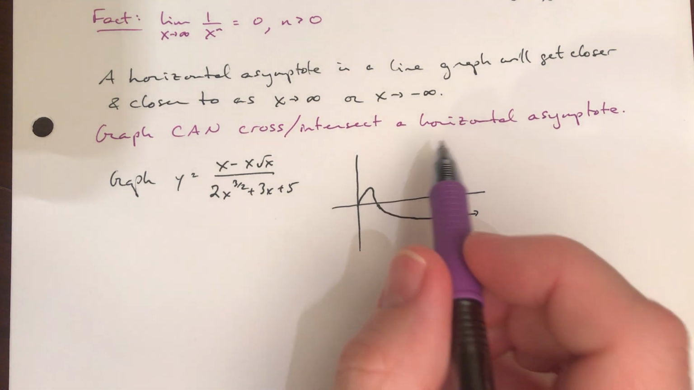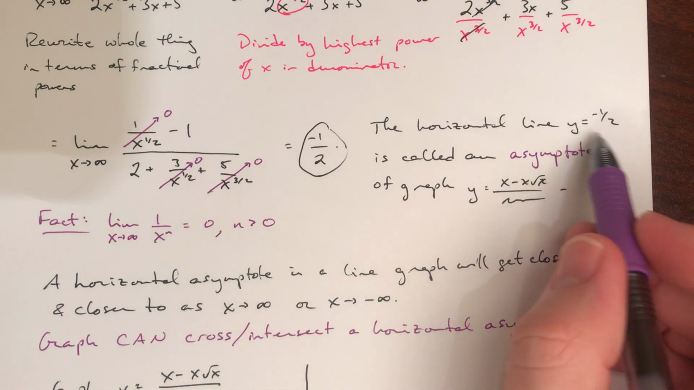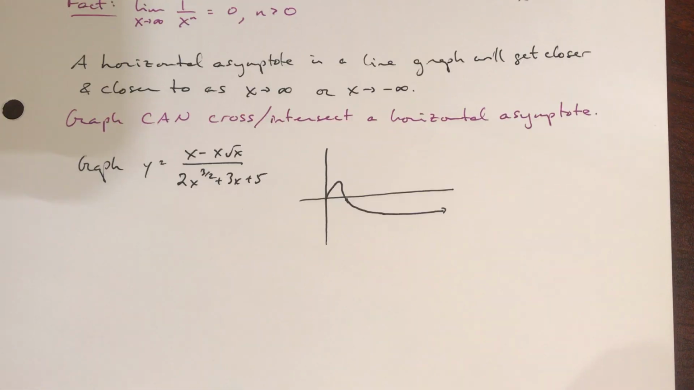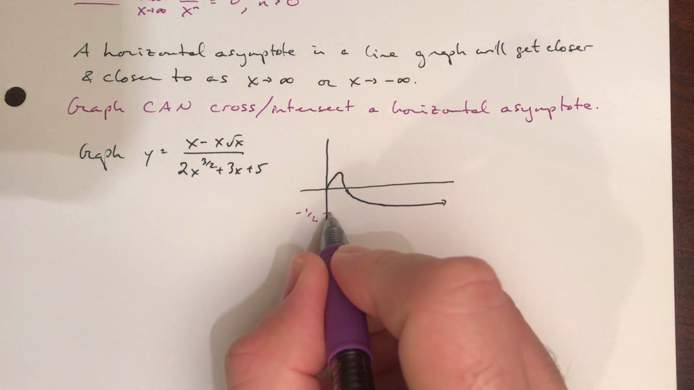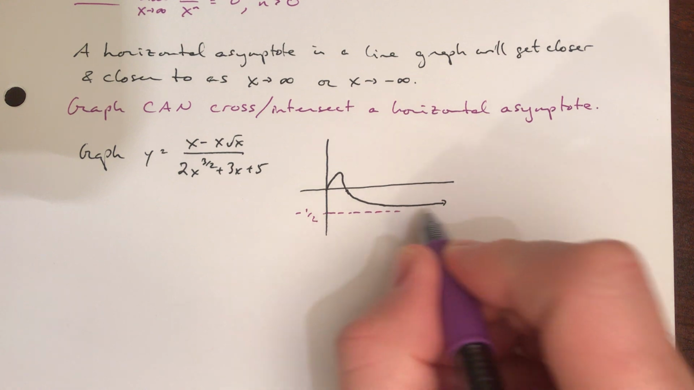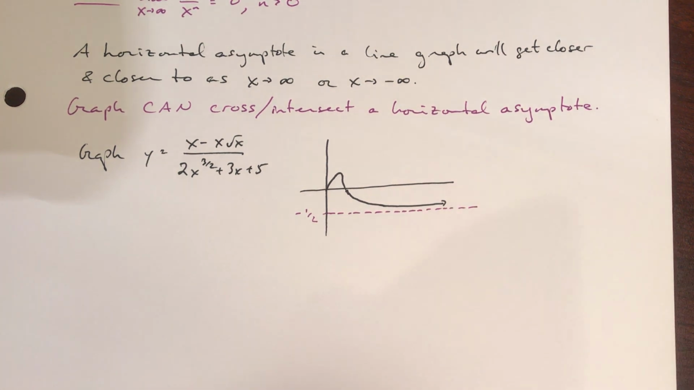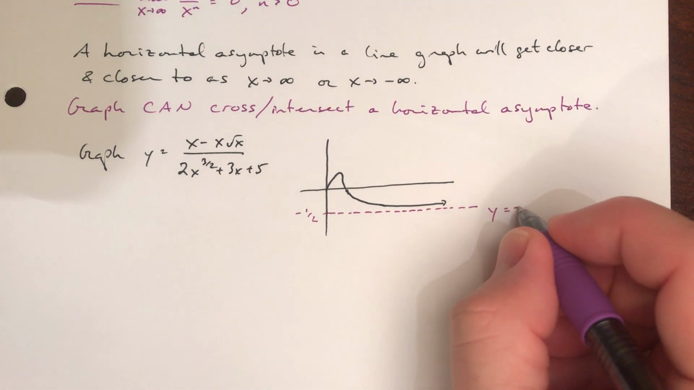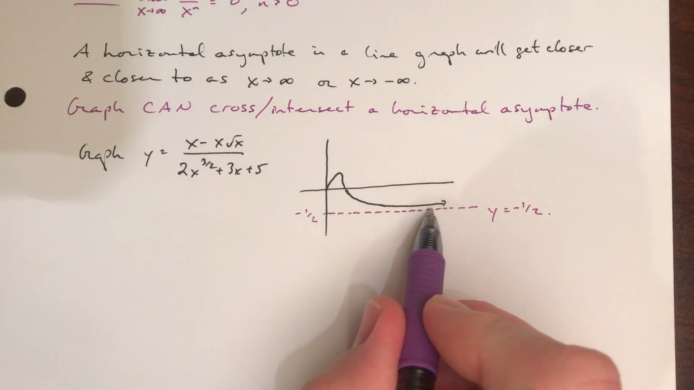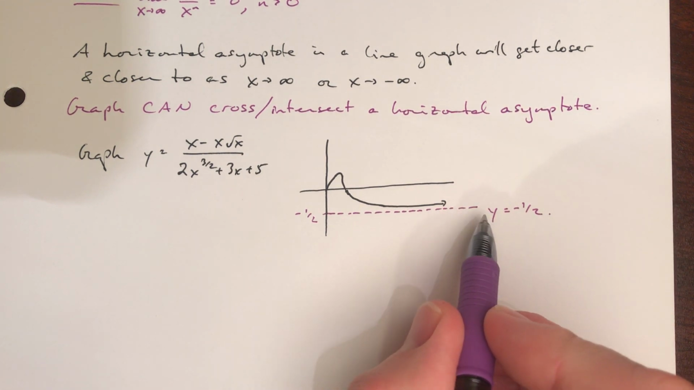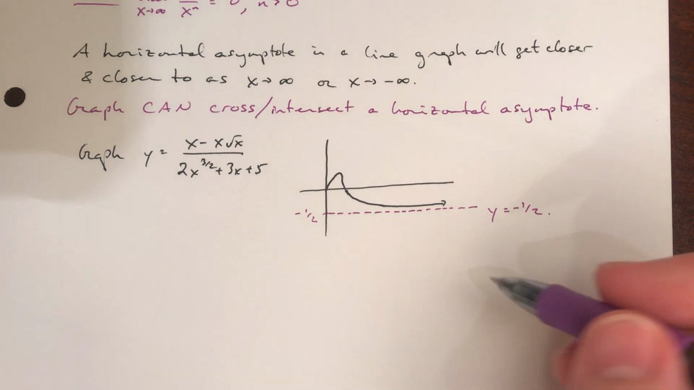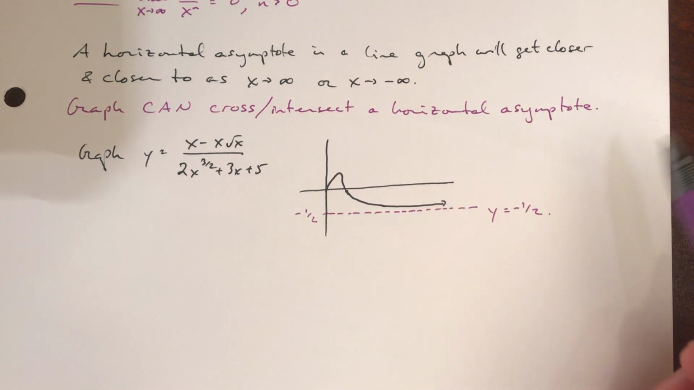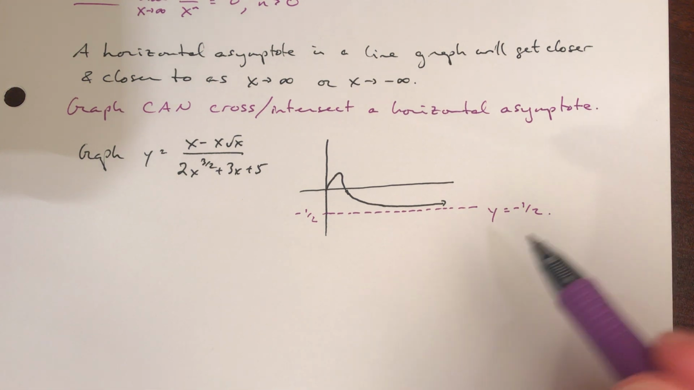And that line, y equals negative a half, on our graph is going to be this line. So our graph is going to get closer and closer and closer to this line. In this case, it's not actually going to cross it, but it certainly can. Again, I'm going to give you an example where that happens.